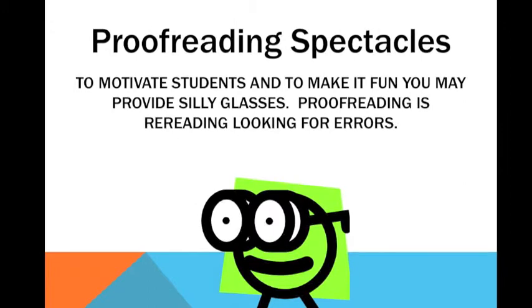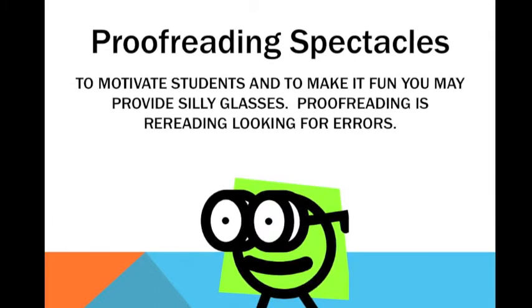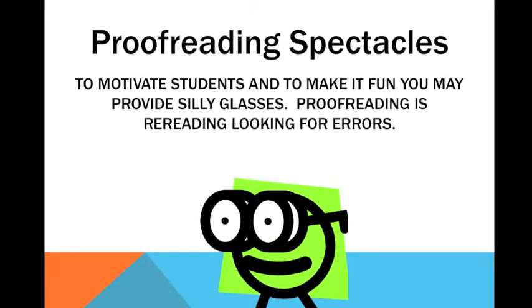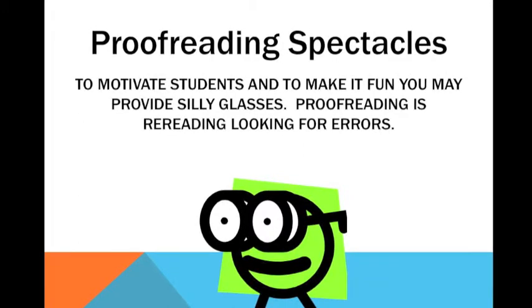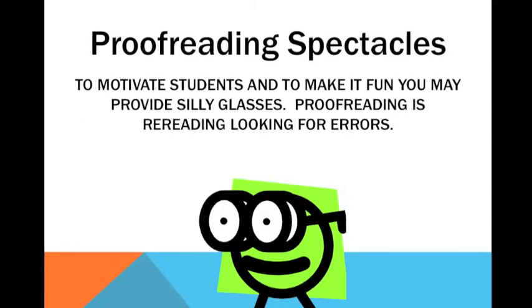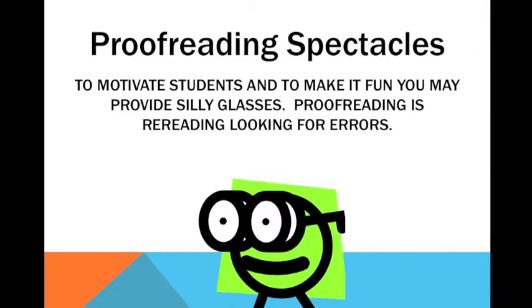The fourth strategy is proofreading spectacles. To motivate students and to make it fun, you may want to provide silly glasses to use when proofreading. It is in proofreading that rereading is done to look for errors.